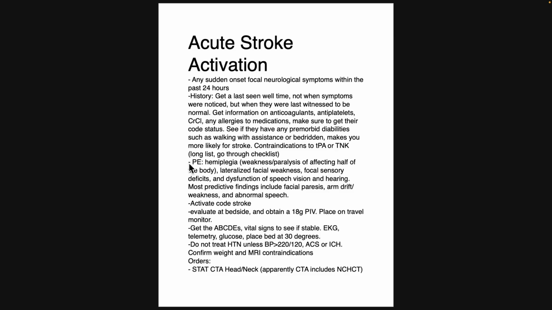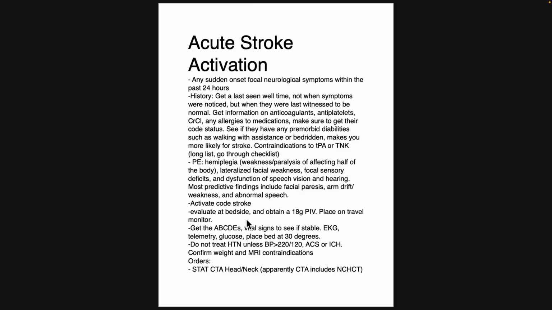All right, physical examination. So hemiplegia, this is weakness, paralysis affecting half of the body. Any lateralized facial weakness, focal sensory deficits, and dysfunction of speech, vision, and hearing. The most predictive findings include facial paresis, arm drift or weakness, and abnormal speech. So you've noticed these things. Next thing you do is activate code stroke.